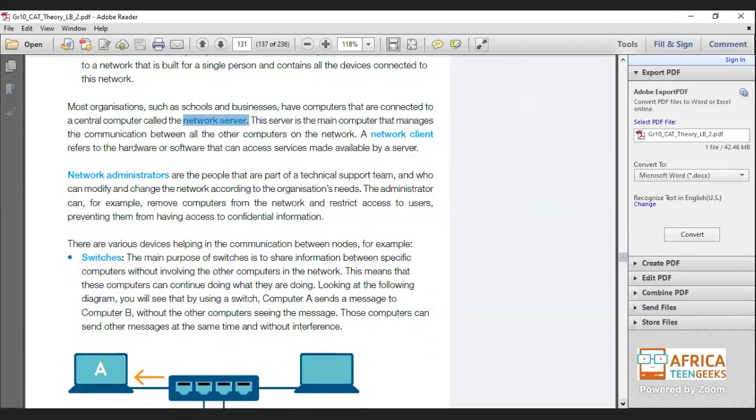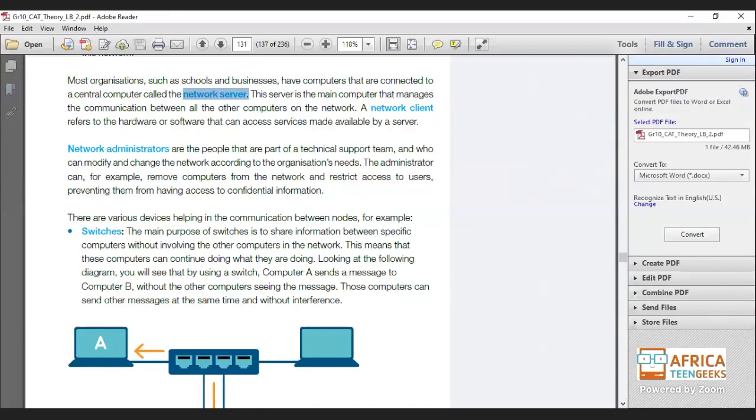Now, let's talk about the various devices helping in communication between the nodes. We know what a node is now. Like I said, all the devices that are connected to the network, we refer to them as nodes. For example, a switch. The main purpose of the switch is to share information between specific computers without involving the other computers in the network. This means that the other computers can continue doing what they are doing.